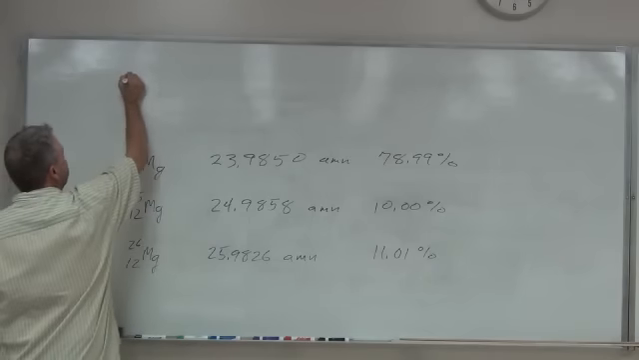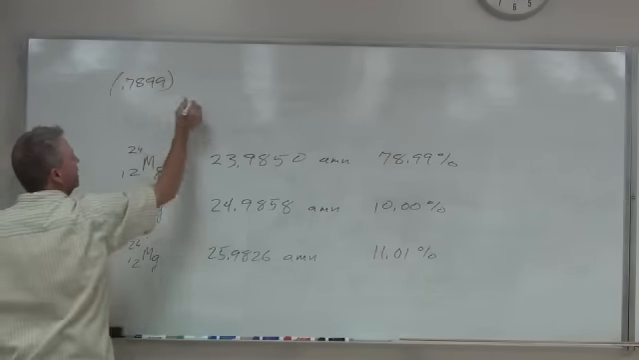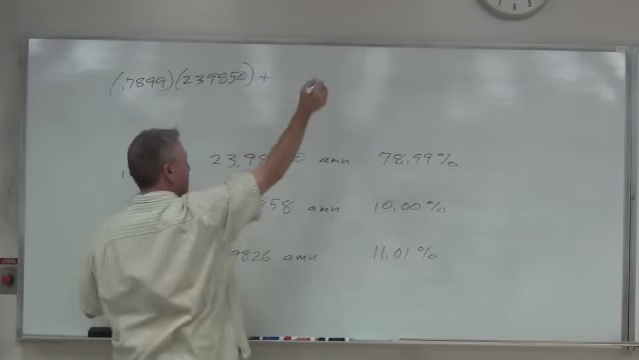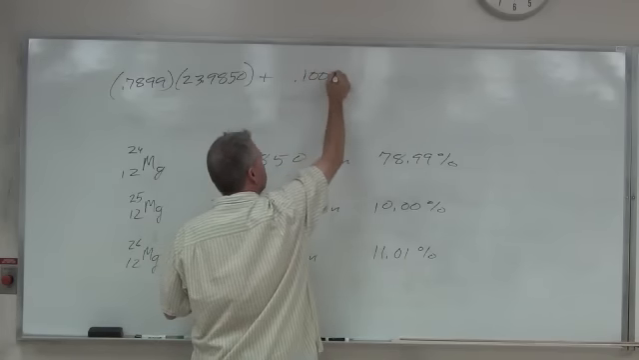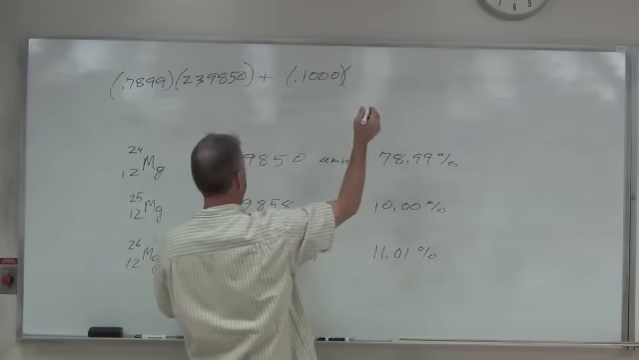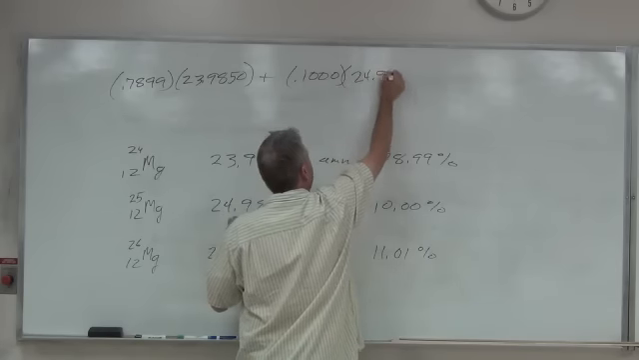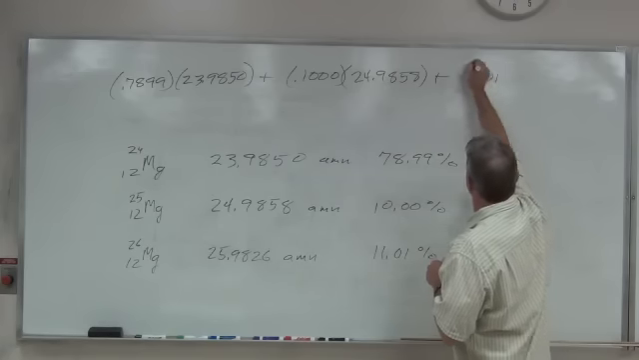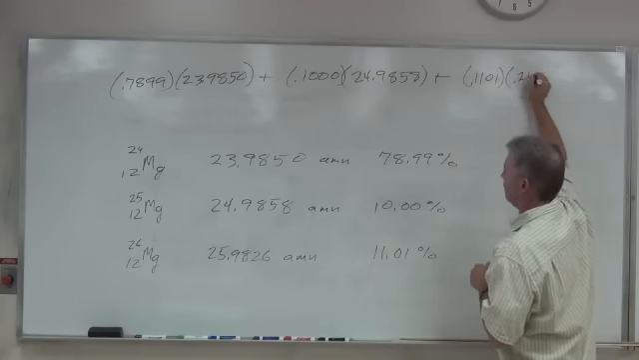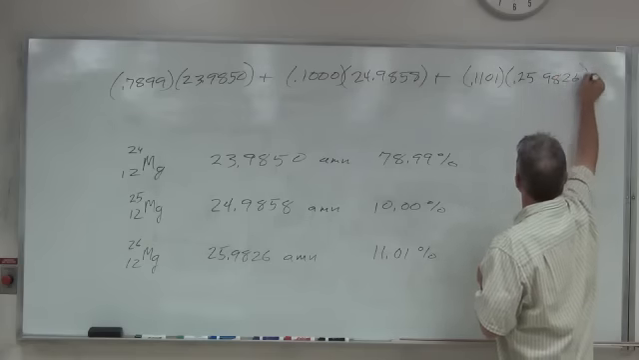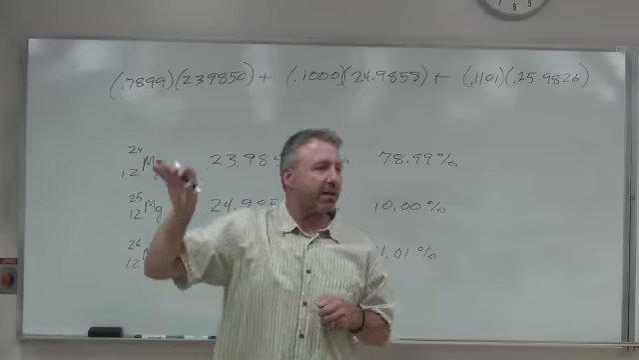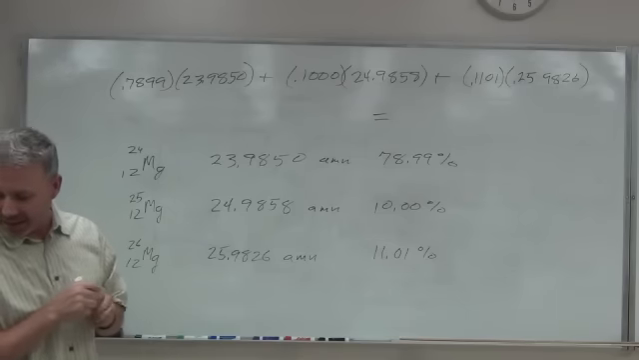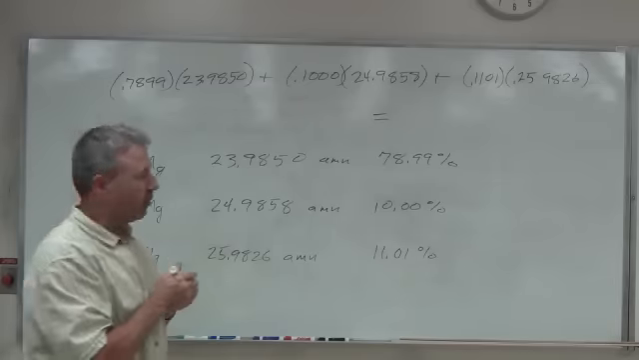We're going to look at 0.7899 times 23.9850 plus 0.1000 times 24.9858 plus 0.1101 times 25.9826. And we're going to do all of this math. And whatever that number equals, in this case, it would be 24.31.